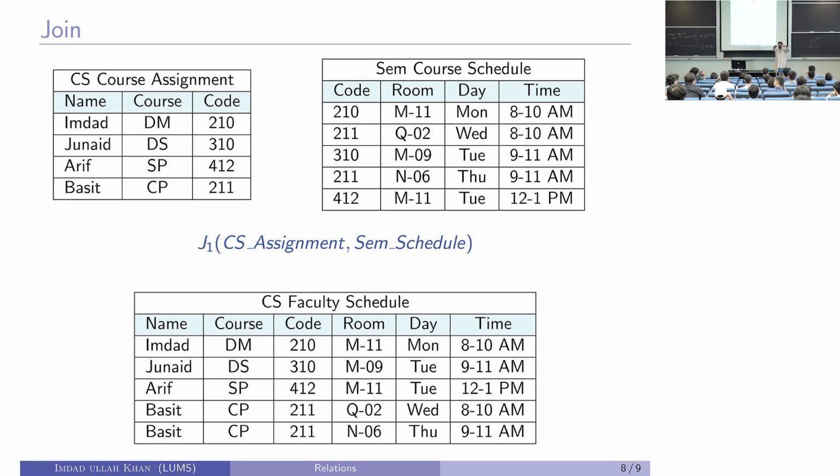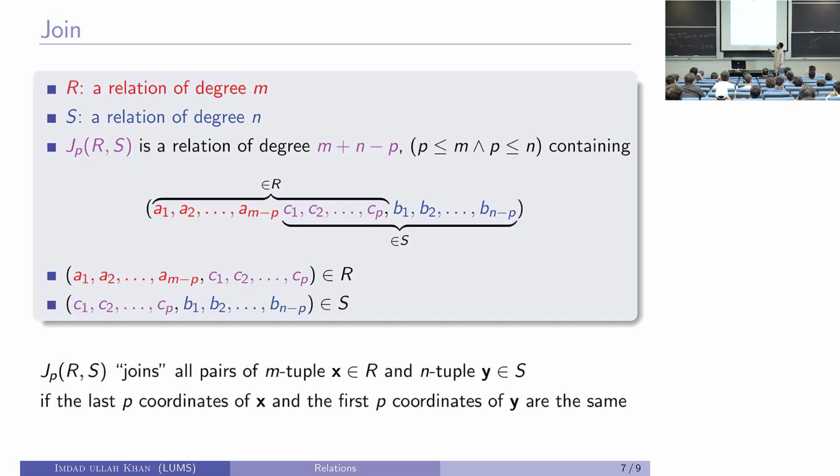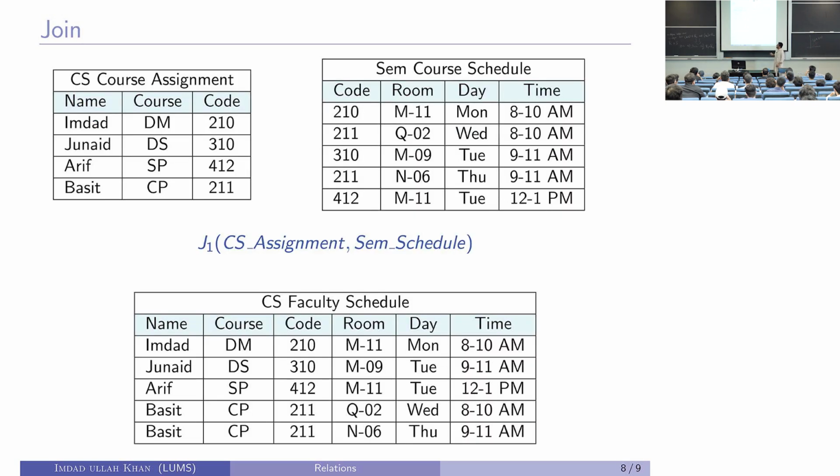Yes, somebody, you raised your hand earlier. The P means, that is a very good question. So, there is a P here, right. This is what we are matching, how many columns we are matching. So, you look at the last P columns here and the first P columns in the other one, and try to match them. If they match, you keep the concatenation of these 2 rows. If there is a mismatch, you don't keep the concatenation of these 2 rows.